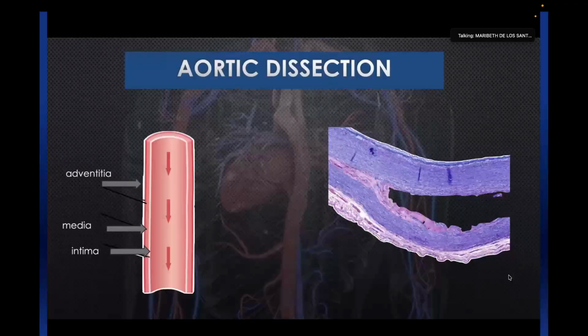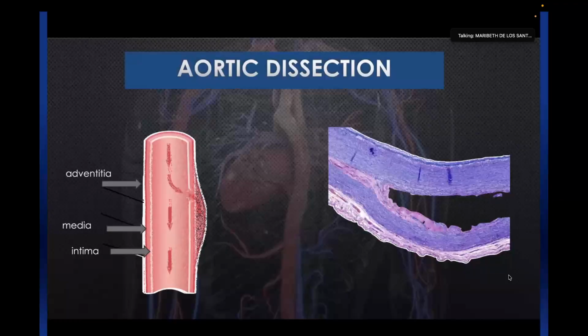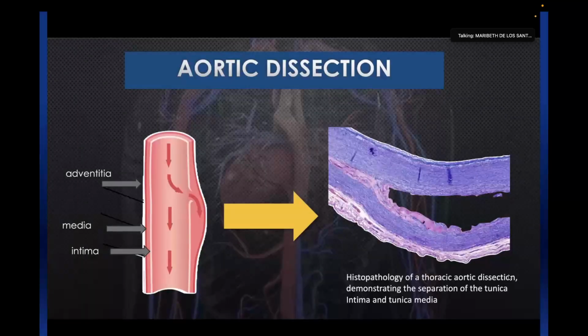Just to show you the pathophysiology of aortic dissection, note the intimal tear, which is the start of the dissection, and from there, blood insinuates inside the tunica media. And this is the histopathology of a thoracic aortic dissection, demonstrating the separation of the tunica intima and tunica media. So remember that in aortic dissection, the separation is between the tunica intima and the tunica media.